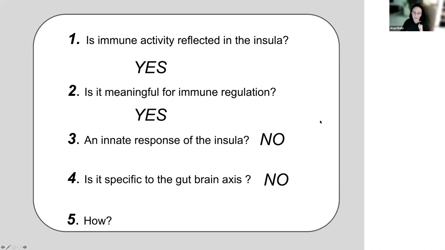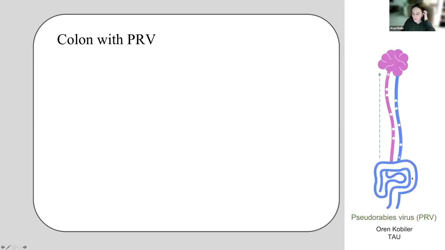So it's not specific to the gut-brain axis. Okay, so how is the signal mediated from the brain, from this insula, to the periphery? To address this question, we collaborated with Oren Kobiler from Tel Aviv University.